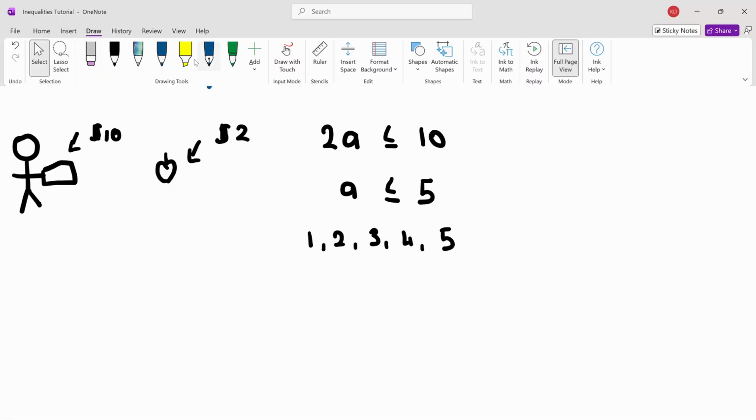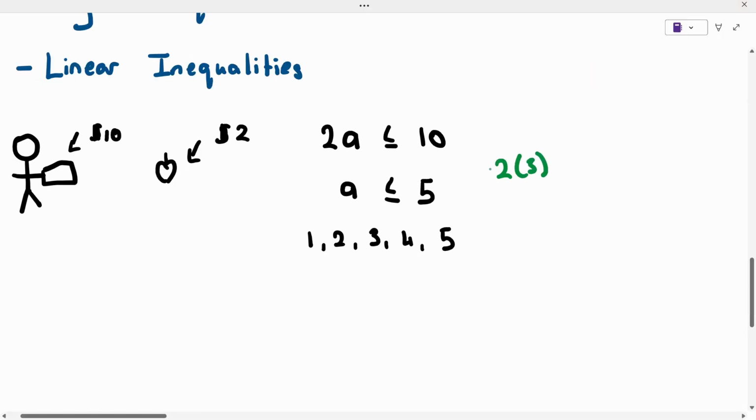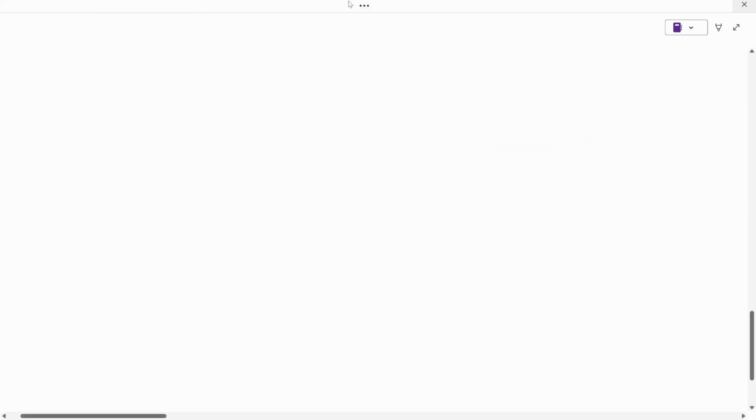So just to look at that really quickly here on the side, if we take 3, 2 times 3, which is equal to 6, that is less than or equal to 10. 2 times 5, which is equal to 10, that is 10 is equal to 10, so that is why we use the less than or equal to, right? So that is what we're doing when we're saying that we're going to solve an inequality. So let's look at another example now.